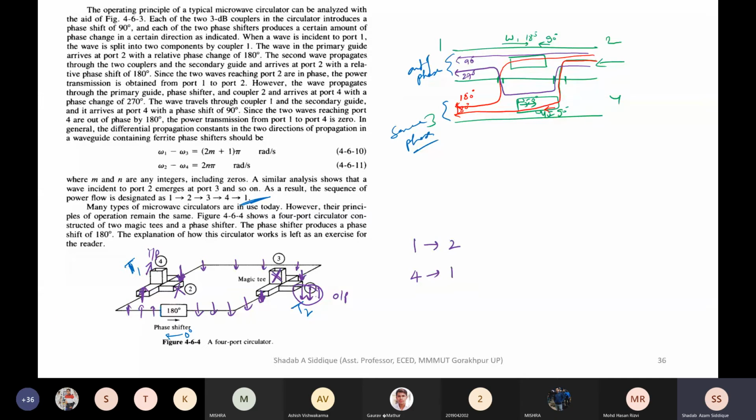I will take another example, and I'll close that. I'll take one more example to have a better understanding.